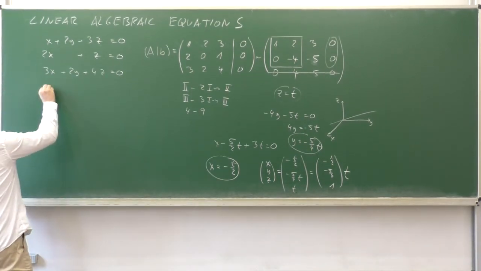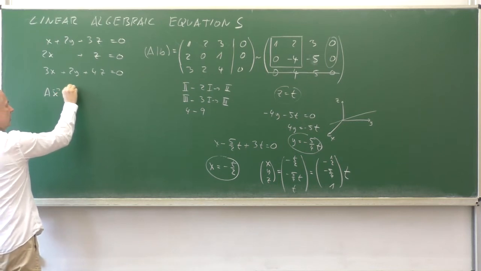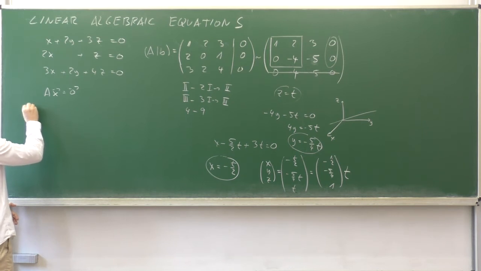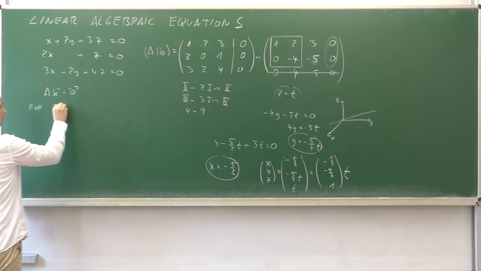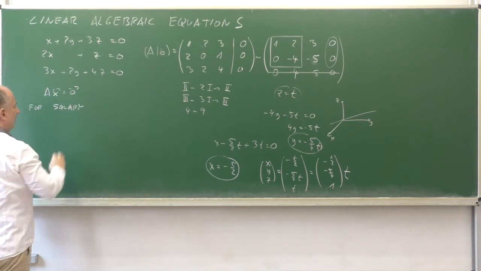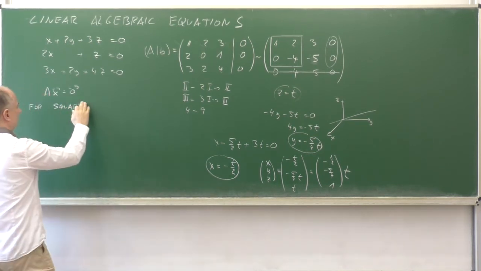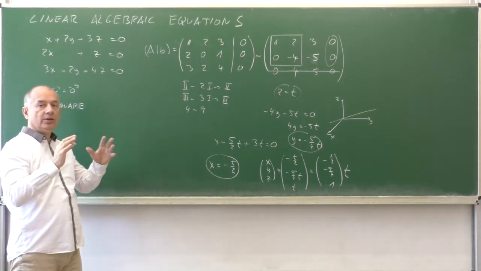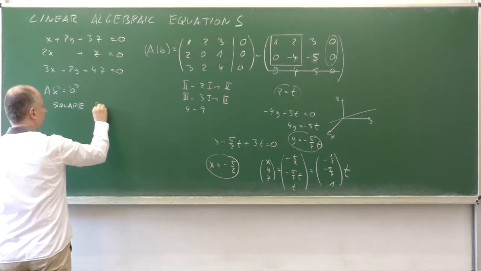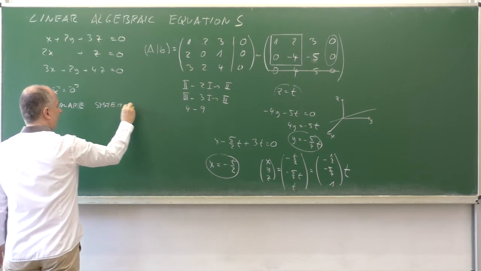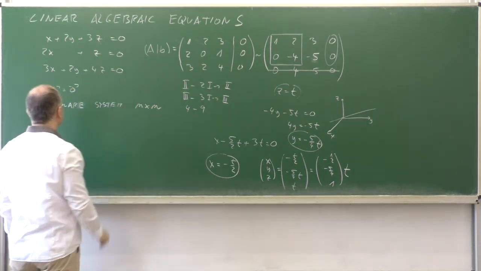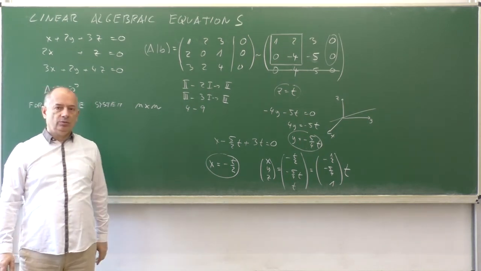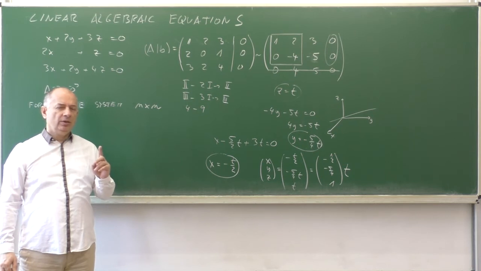So consider once again the homogeneous system, and if the matrix is a square matrix, then we say that the system is square, so we consider a square system. That means the matrix is n by n. So the homogeneous system always has the trivial, the zero solution. And what about the non-trivial solution?